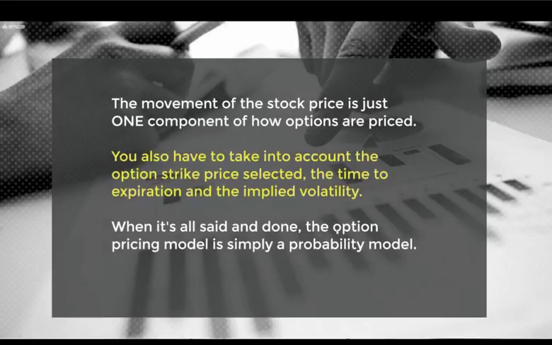So the movement of the stock price is just one component of how options are priced, with the stock being the underlying. If we had talked about futures, I would have said underlying, but we're specifically just going to talk about stocks. You also have to take into account the option strike price selected, the time to expiration, and the implied volatility. So I'm going to repeat that: the option strike price selected, the time to expiration, or days to expiration, and implied volatility. These are three components that many people don't think about when they go into options coming from stocks.